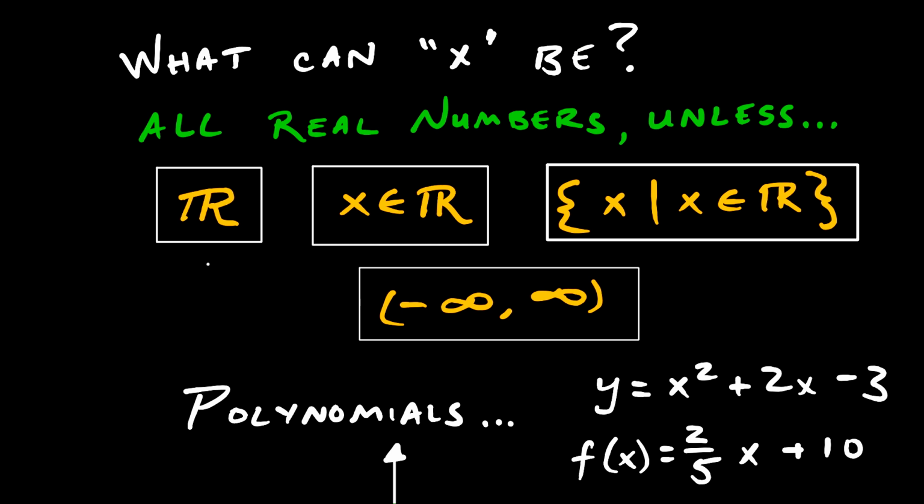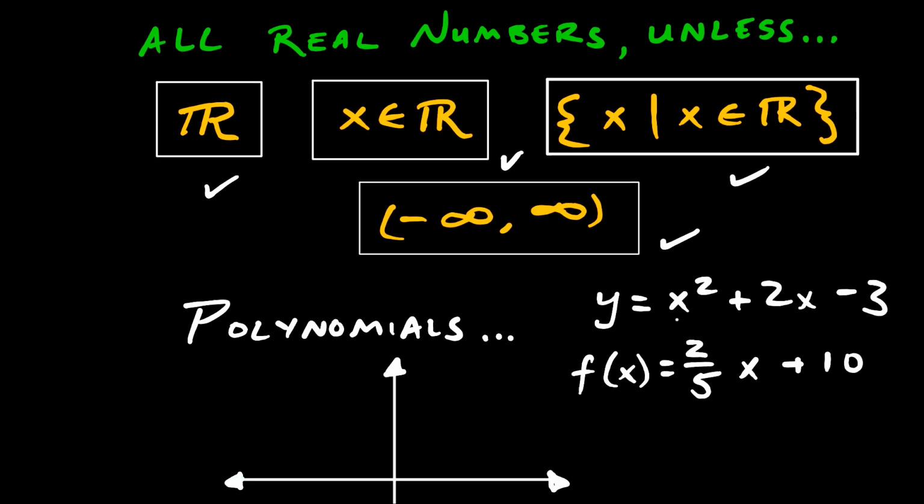These are just different ways we look at writing all real numbers. Sometimes you see the fancy R, x is an element of R. X is your answer such that x is an element of all real numbers. But mostly people like the interval notation of negative infinity to infinity.